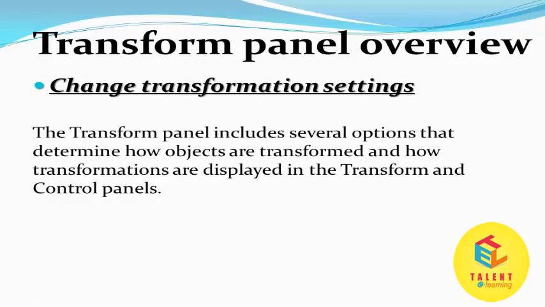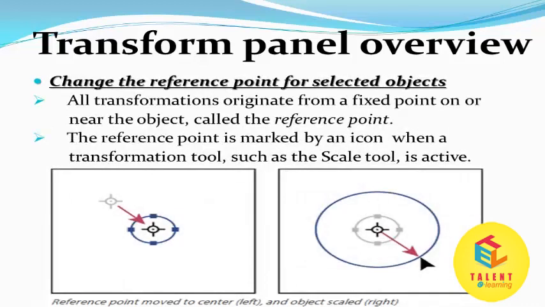Change transformation settings. The Transform panel includes several options that determine how objects are transformed and how transformations are displayed in the Transform and Control panels. Change the reference point for selected objects. All transformations originate from a fixed point on or near the object called the reference point. The reference point is marked by an icon when a transformation tool such as the Scale tool is active.